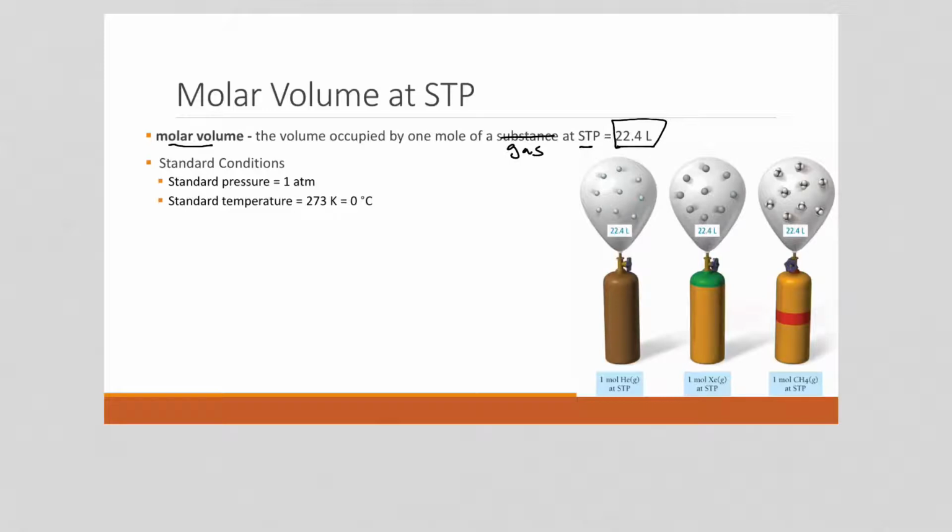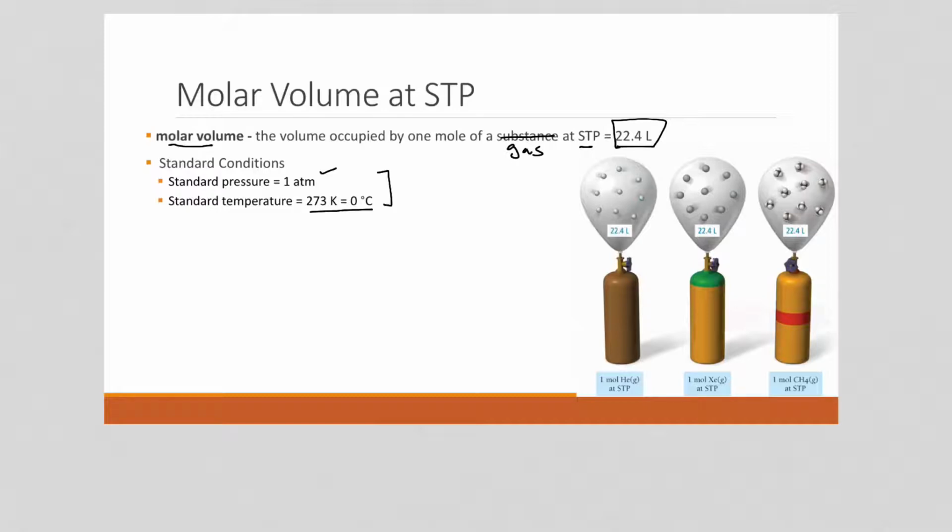Now, what are standard conditions? Well, we have to specify conditions, and so when we call these standard conditions, these are just sort of agreed upon conditions that we can compare values at. So the standard conditions for a gas are 1 atmosphere of pressure, which we'll talk about later, what I mean by pressure, at 273 Kelvin or 0 Celsius. So when we're doing a problem and we talk about standard conditions or STP conditions, this is what we're talking about.